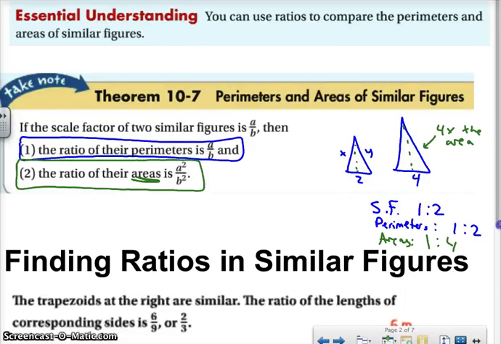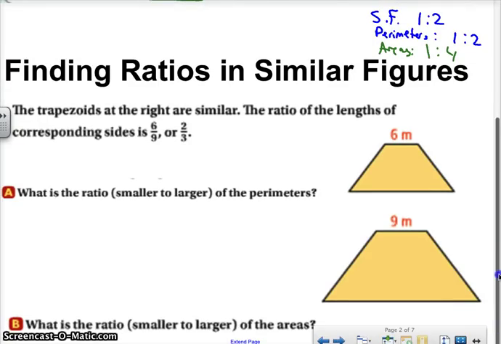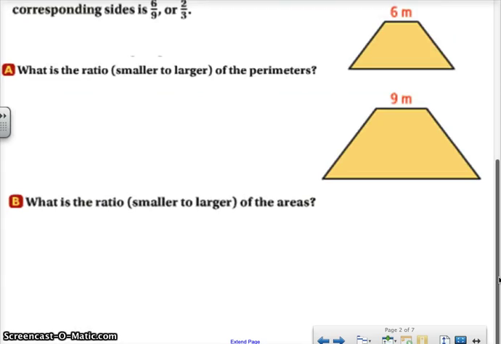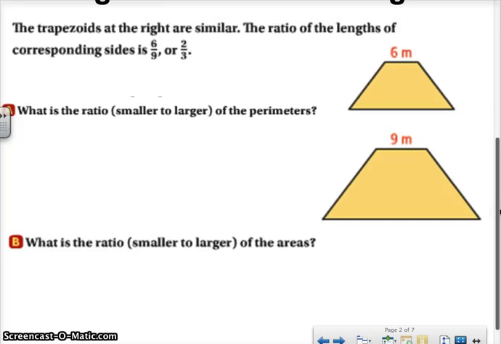So we'll try a couple things here. The trapezoids at the right are similar. We have to know that in order to be able to do any of this. We know they're similar. The ratio of the lengths of the corresponding sides is 6 over 9. Let's just take the simplified version of that, 2 to 3.